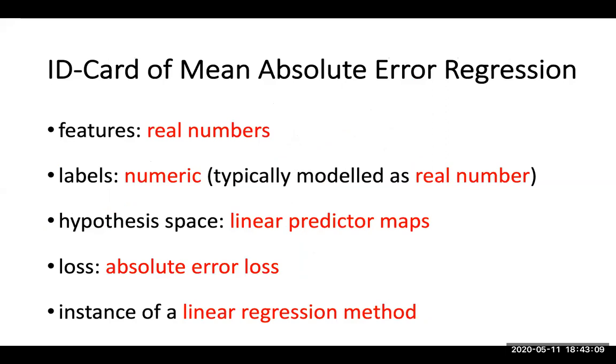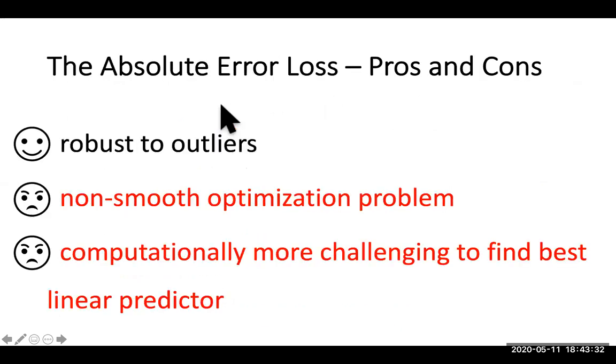And the resulting method, so again we had chosen three components. The data is represented by real valued features, or numeric features, and also a numeric label. The hypothesis space is the space of linear predictor maps, but the loss function is now different. We use the absolute error loss instead of the squared error loss. And this is then called mean absolute error regression.